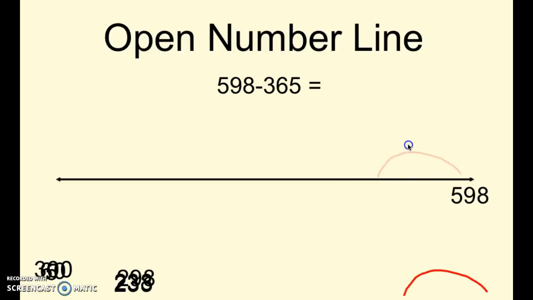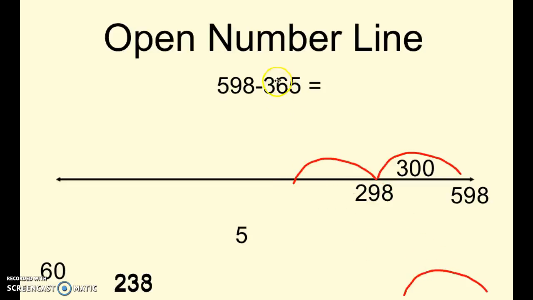So I'm going to do 598, and I'm going to subtract 300, because I've broken down the 365 into a 300, a 60, and a 5. 598 minus 300 gives me 298. So from there, I recorded my jump, I recorded my answer, I make my next jump. 298, again, I'm going to go back up here. Now I'm subtracting my 60.